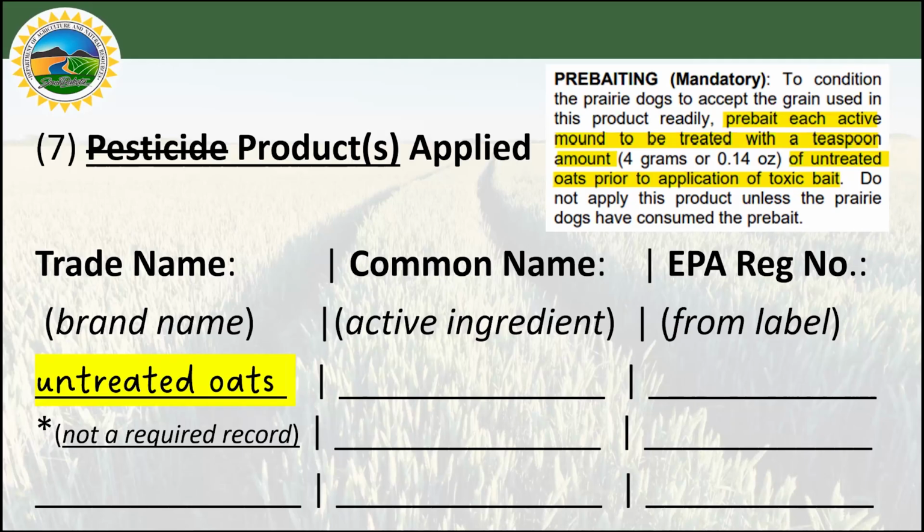But I wanted to put this in here because I would note it in my record keeping. Even though it's not required by law, I would note when I put the untreated oats out, and also a note of when that untreated oats were consumed, so I knew when to put out the actual pesticide product. Okay.